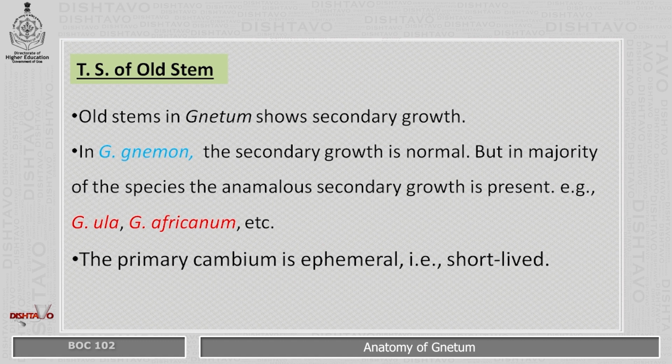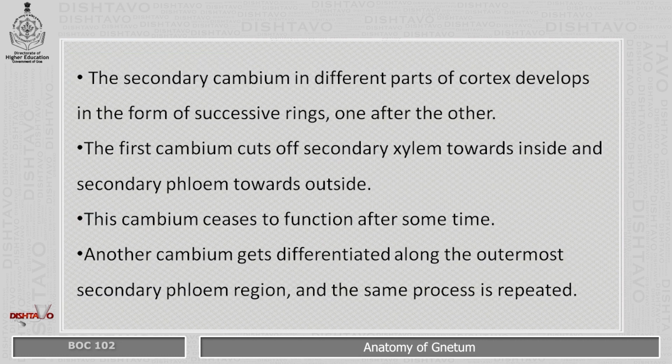In Nyctanthes the secondary growth is normal, but in the majority of the species anomalous secondary growth is shown. That is in the case of Nyctanthes and similar plants. Anomalous secondary growth means a unique type of secondary growth is seen in these two plants, wherein the primary cambium is ephemeral, which means it is short-lived, and the secondary cambium is present in different parts of the cortex, developing into successive rings one after the other.